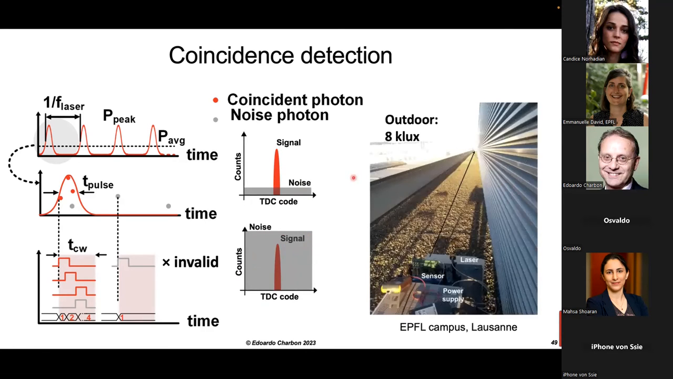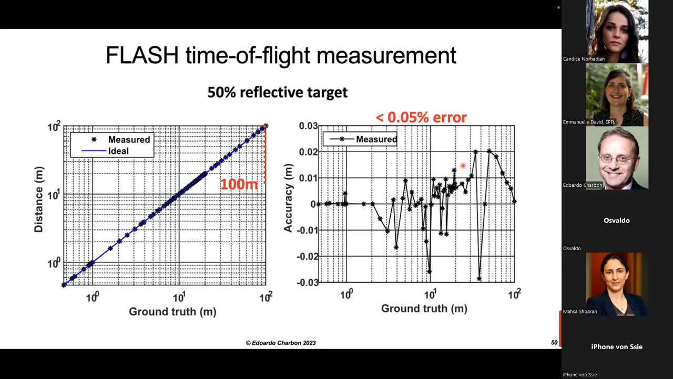So this was done externally, with very little use of filters, at an exposure of 4 kilolux outdoors at very large distances. This was done on the roof of one of the EPFL campus buildings. You probably recognize it just in front of the PM building. And this is the measurement that was done up to 100 meters with a reflective target of 50% down to 10%. And you can see here the error is in the order of 10 centimeters or so.